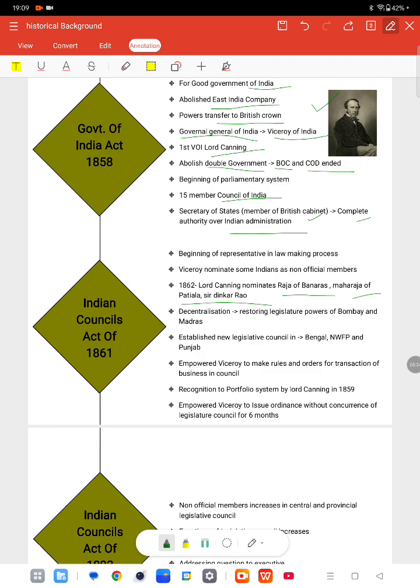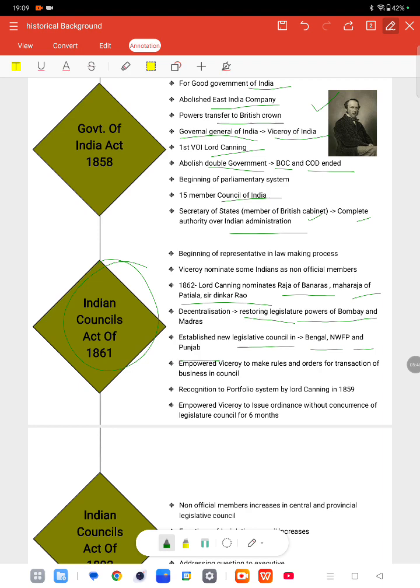Now we are talking about the Indian Councils Act of 1861. They decentralized, restoring the legislative power of Bombay and Madras. They established a new legislative council in Bengal, the North-West Frontier Province and Punjab, and empowered the Viceroy to make rules and orders for the transaction of business in the council.